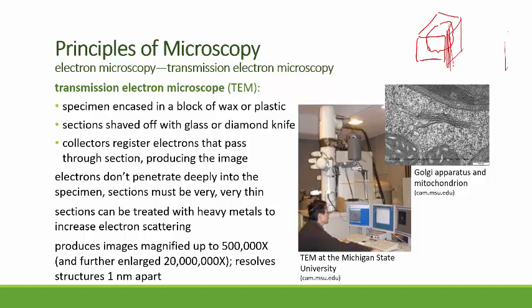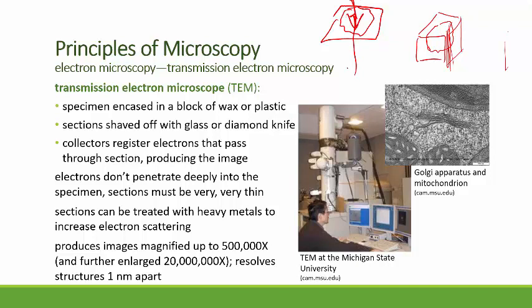And then you collect these shavings, and you look at them under a light microscope first to find one that has what you're looking for in it. And then you can place that little shaving into the electron microscope. So we have this shave of wax with a thin slice of whatever the material is. And then electrons pass through it, probably coming from the top down.